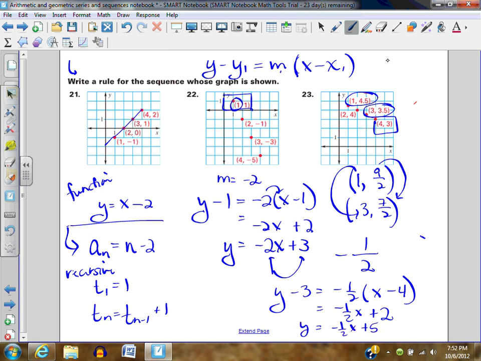So I hope you're good at these. And that's all you do to find the rule for the sequence.